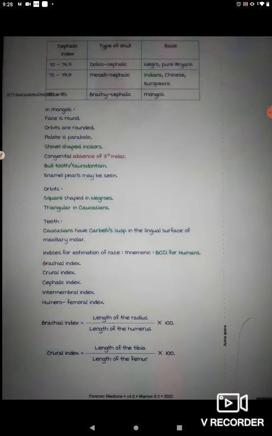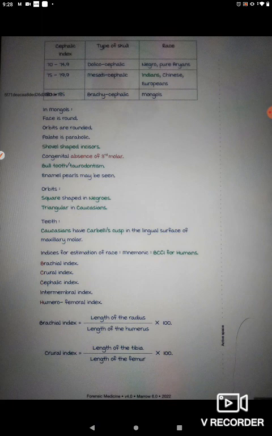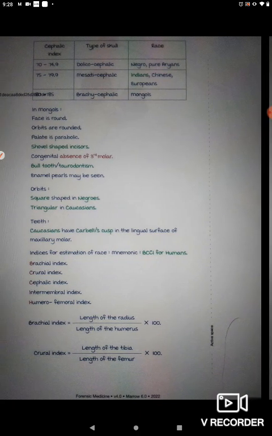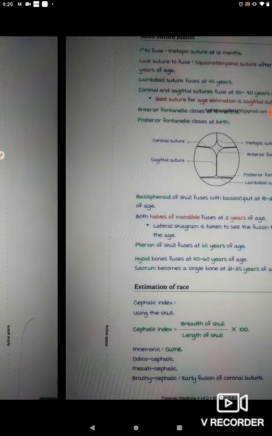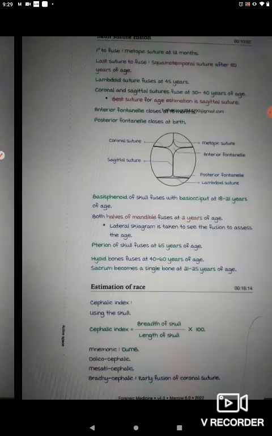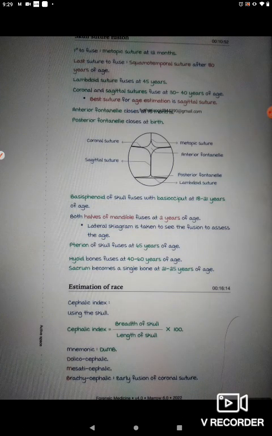Also, it was told about several indices: brachial index, crural index, cephalic, intermembral, and humerofemoral index. When they talk about the differentiation in Mongols, the orbit cavity, the Carabelli's cusp in Mongols, the taurodontism of bulls' teeth. Let's talk about brachial index, cephalic index. They have talked about what that was: breadth by length, dolichocephalic, mesocephalic, brachycephalic.